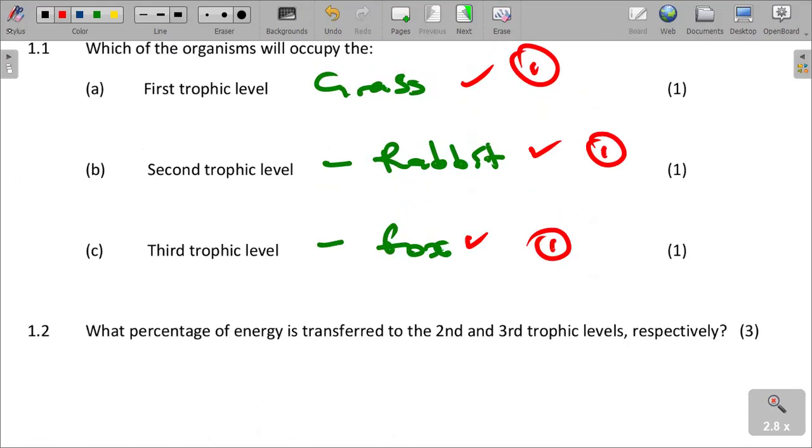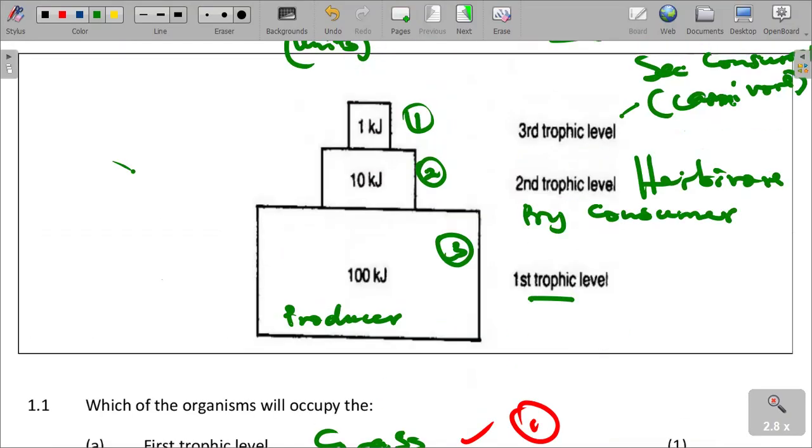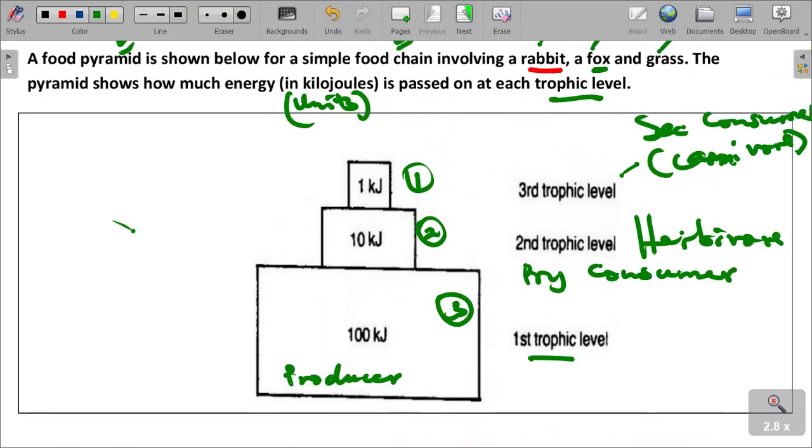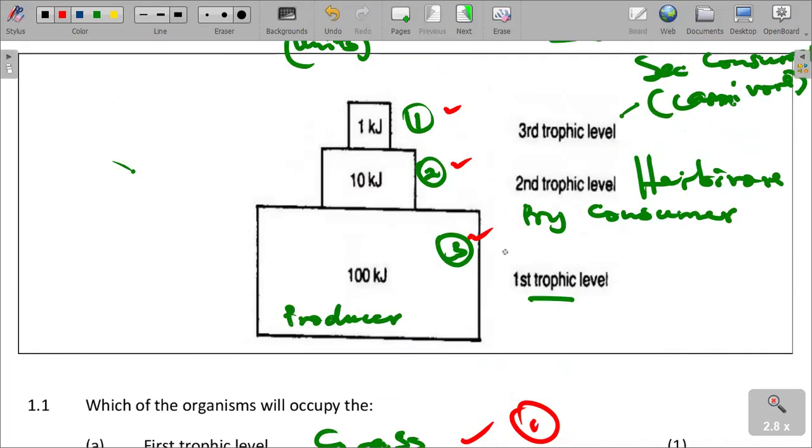So, the next question is saying, what percentage of energy is transferred to the second and the third trophic levels, respectively? So, we say that this is a biomass. It is showing our energy transfer from one level to another. Like we said, one, two, three that are shown there. We are given our energy transfer from the various trophic levels. So now, what we need to understand is how much energy is being transferred.